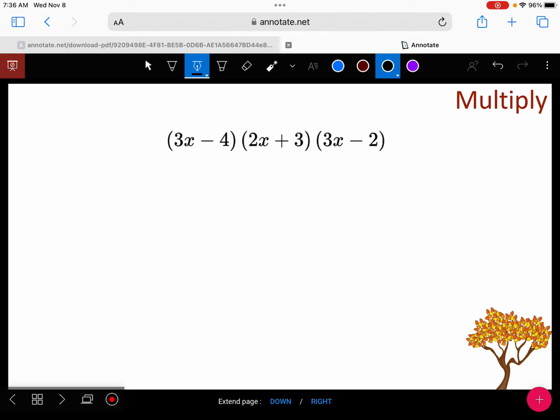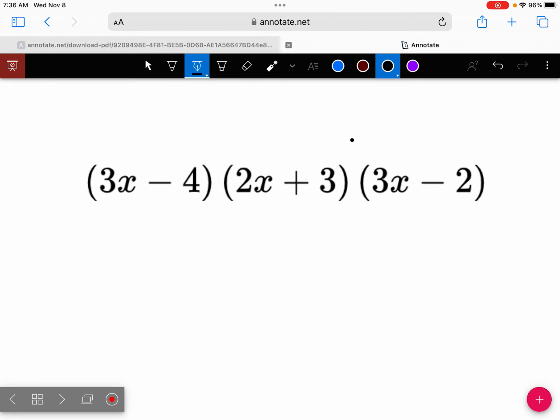So just like it, we just have more numbers. 3x minus 4, 2x plus 3, 3x minus 2. And again, we're just going to break it up into pairs. I'm going to multiply the left two together. We're going to pretend this guy doesn't exist, and we're just going to multiply those two together.